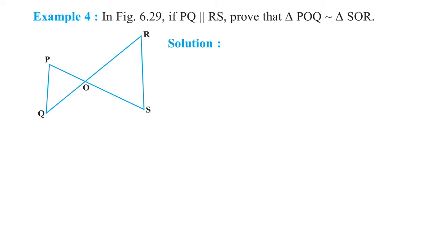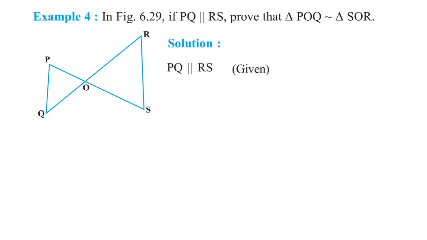Let's try this. In the figure, if PQ is parallel to RS, prove that triangle POQ is similar to triangle SOR. Let's see how we go about it. PQ is parallel to RS. That's given in the question.